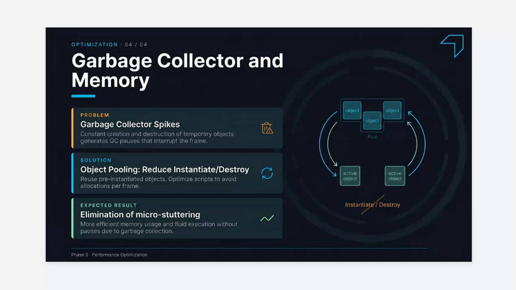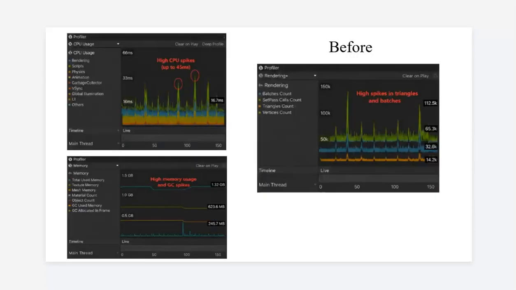Here I have some images showing the before and after. Here in the first image, we observe some exceptionally high peaks in the CPU, reaching durations of up to 45 milliseconds, indicating significant activity. Greater memory usage in GC peaks due to increased complexity, and higher peaks in triangles and batches, impacting performance and resource allocation.